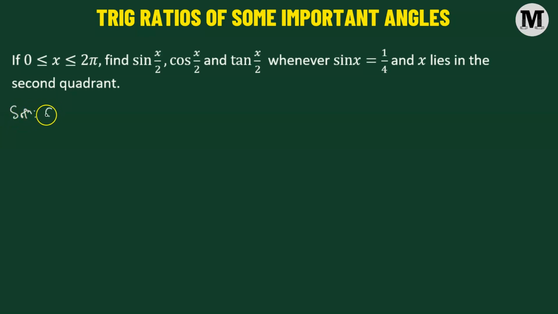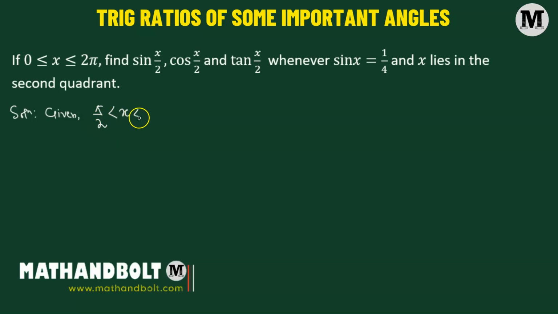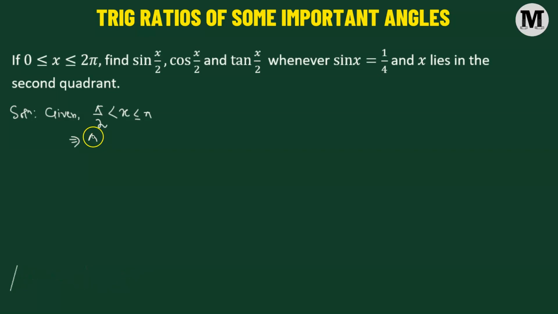So what we'll do, we'll start with the condition that x lies in the second quadrant, which means that the value of x is going to lie between pi over 2 radians and pi radians. We're going to divide throughout by 2, so that gives us pi over 4 less than x over 2 less than or equal to pi over 2, meaning x over 2 lies in the first quadrant. So let's write it down. So here this implies that x over 2 lies in the first quadrant, so quadrant number 1.